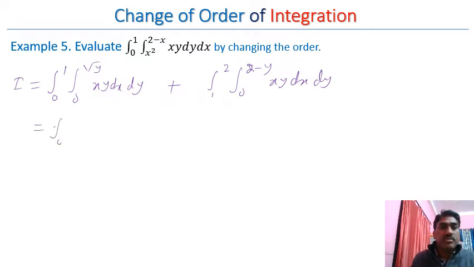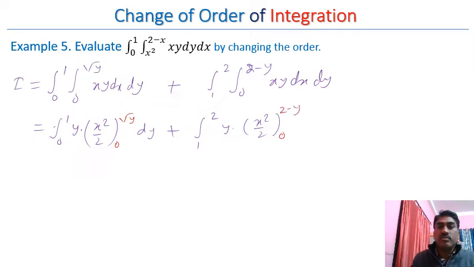So this becomes 0 to 1, and when you integrate x it becomes x square by 2 with the limits of integration 0 to root y, and then dy, plus 1 to 2, then integrate x, so it is x square by 2 again, and the limits are 0 to 2 minus y and dy. So just put these values, so we get 1 by 2 outside the integral. So this is 1 by 2, 0 to 1, and when you put root y for x square, this becomes y, so we get this y square dy, plus 1 by 2 taken outside the integral, 1 to 2.